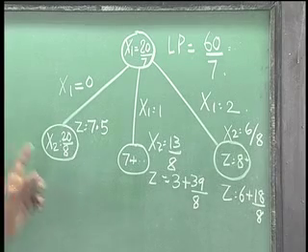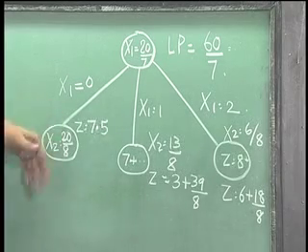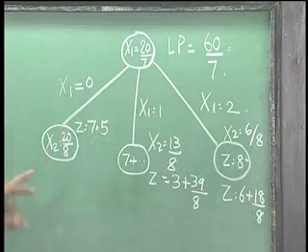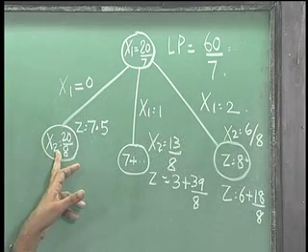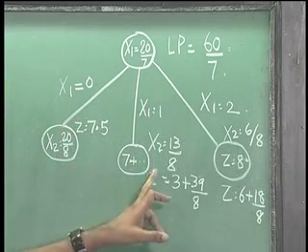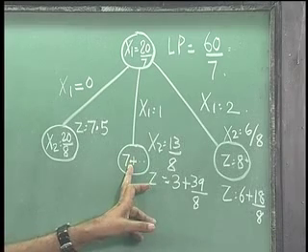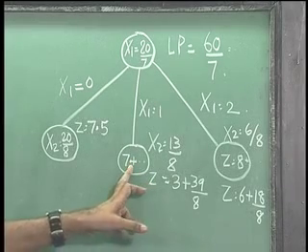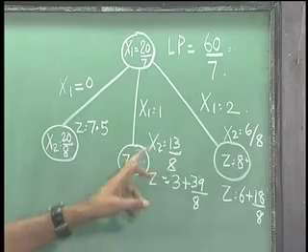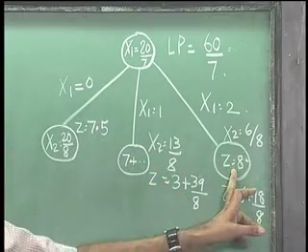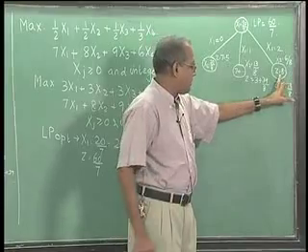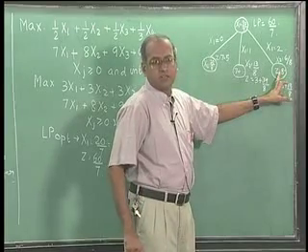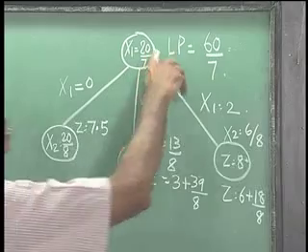Now, here a solution of 7 plus is possible. So, only a maximum of 7 can be reached for the IP. Here it is 7 plus something, a value that is less than 8. Whereas here a solution of 8 plus is possible, so it may be possible to reach a solution of 8. So, we try and branch from here.